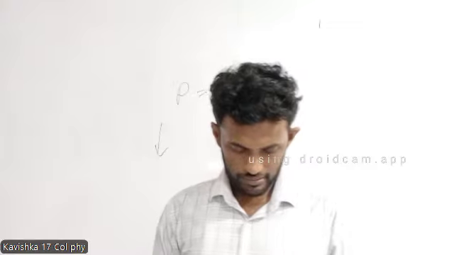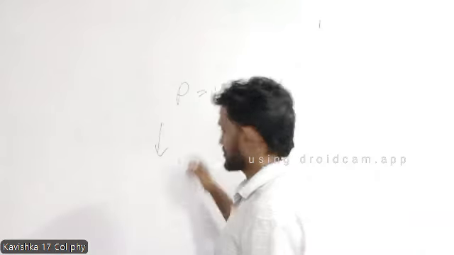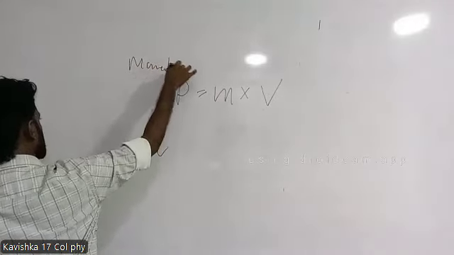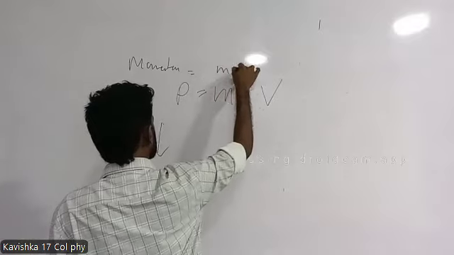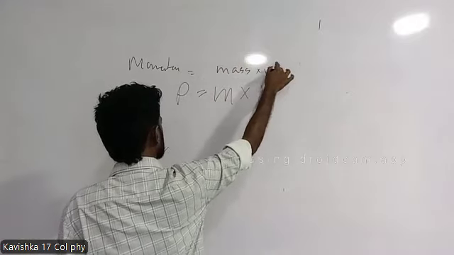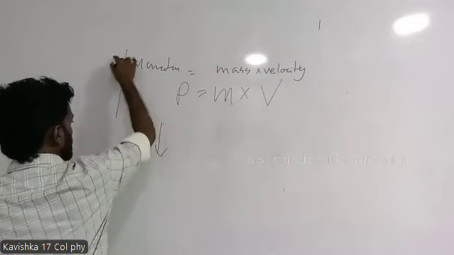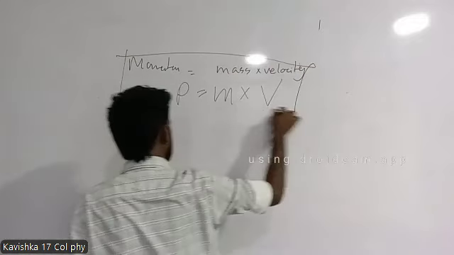Okay, did you write momentum? Then write this one. Before that, let's write: momentum equals mass into velocity. Mass into velocity. And then enclose it.